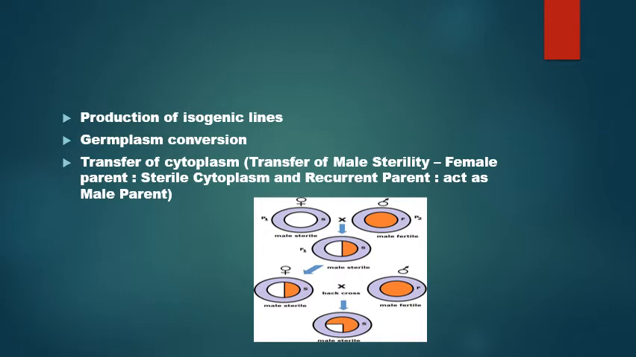Production of isogenic lines. They are identical in genotype except for 1 or 2 genes, so they are called near isogenic lines. They are very easily produced using this backcross method.